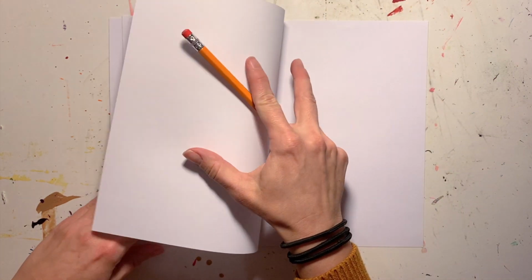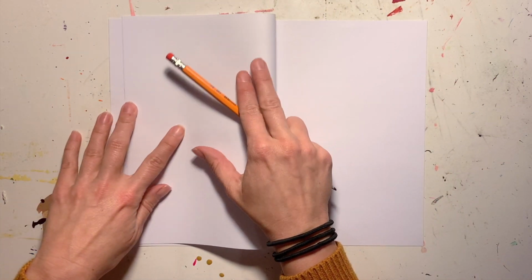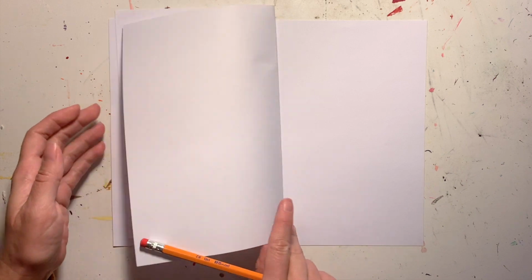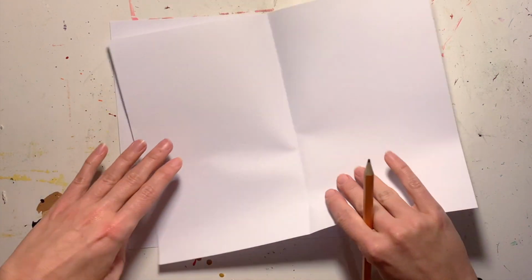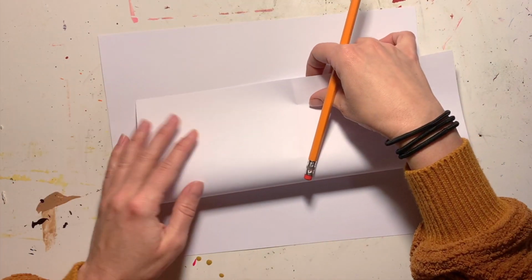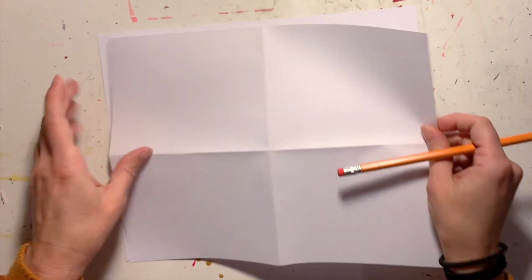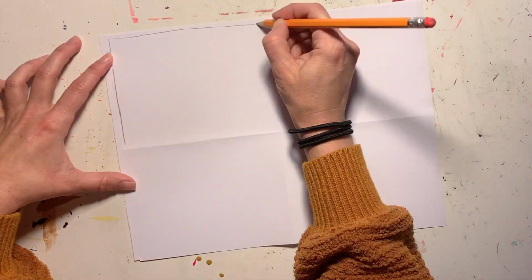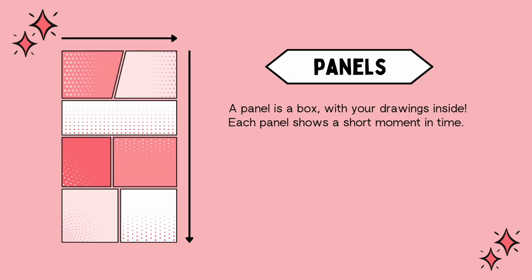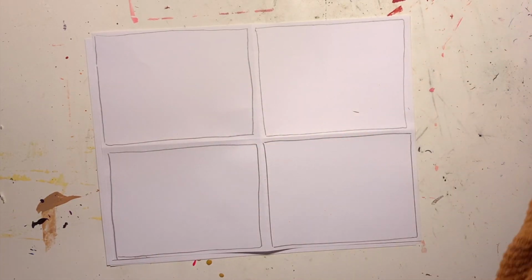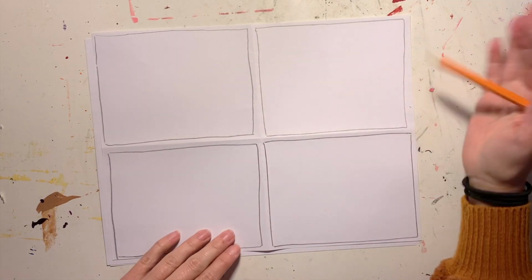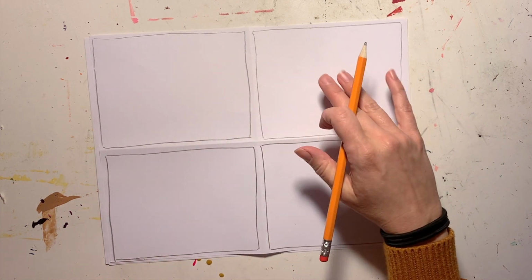Let's start by folding our paper in half one way, very gently, and then folding it in half the other way, very gently. This is going to help us to draw 4 evenly sized boxes. The real name for these boxes is a panel. A panel shows a moment in time in your comic. So this first box is going to be a cover, or like where the title is shown.